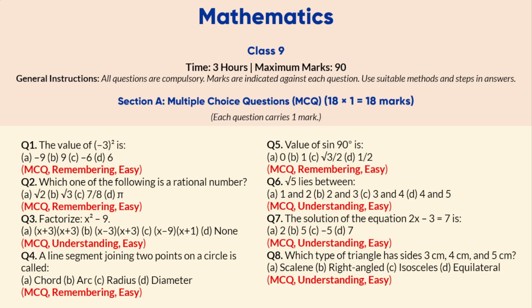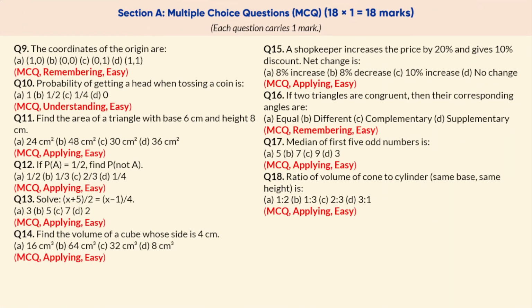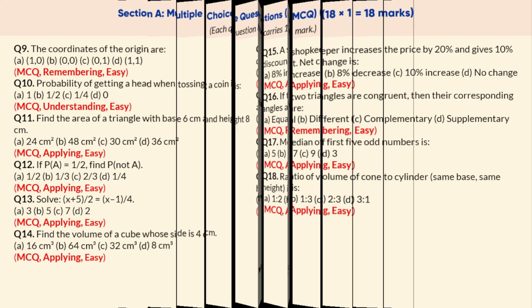Here is section A, multiple choice questions, total 18 marks and each question carries 1 mark. Here see that question number 5 is: value of sin 90 degrees is A 0, B 1, C root 3 by 2 and D 1 by 2. This question is MCQ, remembering and an easy type. And here are the remaining 10 questions from section A, that is MCQ questions.